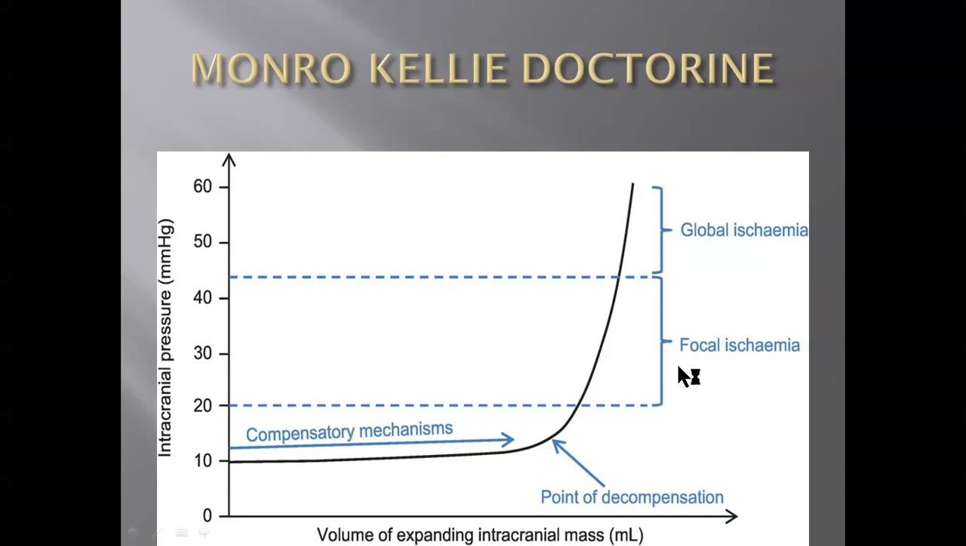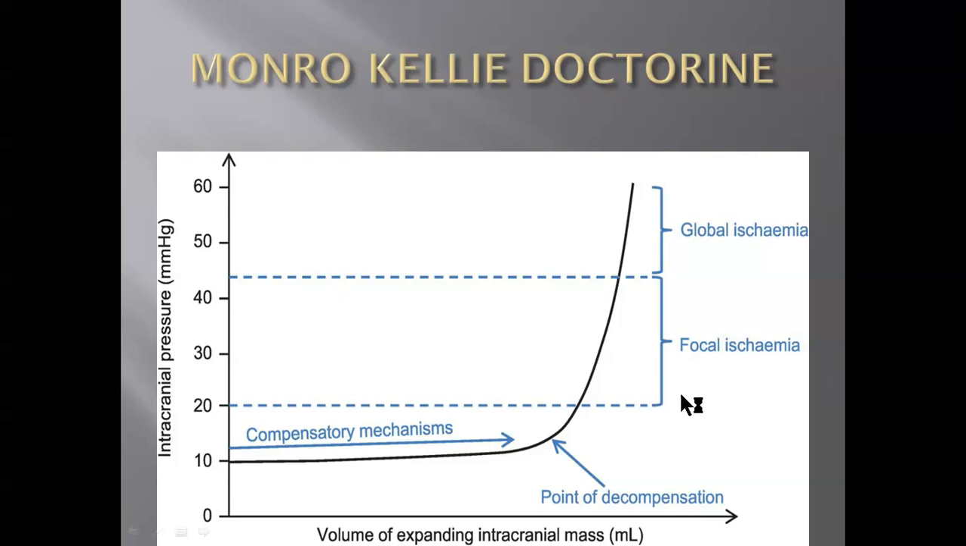CPP, cerebral perfusion pressure, consists of two main things. One is your mean arterial pressure, and one is your ICP, intracranial pressure. Mean arterial pressure, as we know, is your systolic blood pressure plus twice your diastolic pressure, divided by 3. There's a formula for your mean arterial pressure, sorry.